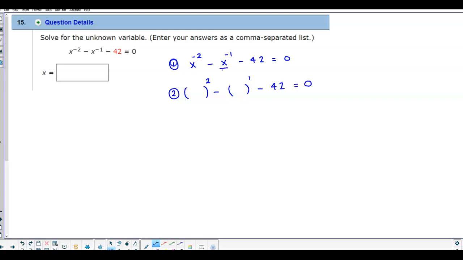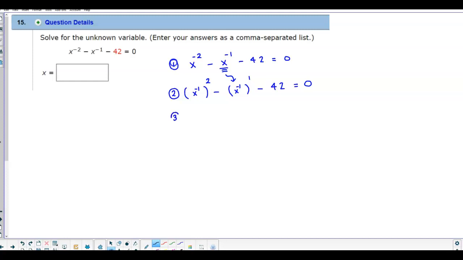Now, if you take a look at the middle variable term, that is x to the negative 1, which means we also need to put that here. So x to the negative 1 squared is x to the negative 2. X to the negative 1 to the 1 power gives you x to the negative 1.